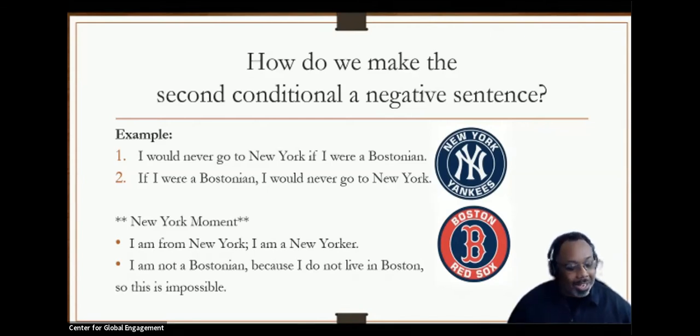So here goes our next New York moment. I love that. So I'm from New York. I'm a New Yorker. I'm not a Bostonian because I do not live in Boston. So this is impossible. Okay? So Bostonians are from Boston. New Yorkers are from New York. Awesome, isn't it? Now, why? Why would I say this? Well, that comes the New York moment that's coming up, which is very specific and very awesome.